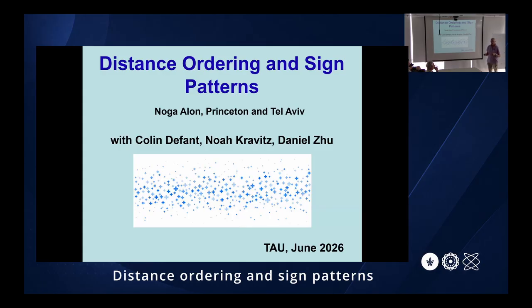I'll try to mention some of the early applications. Now we have a variant of it that I think should also be useful, so I want to tell you about it. All the new results are joint work with Colin Defant, who is now at Harvard, Noah Kravitz, now at Oxford, and Daniel Zhu at Princeton.